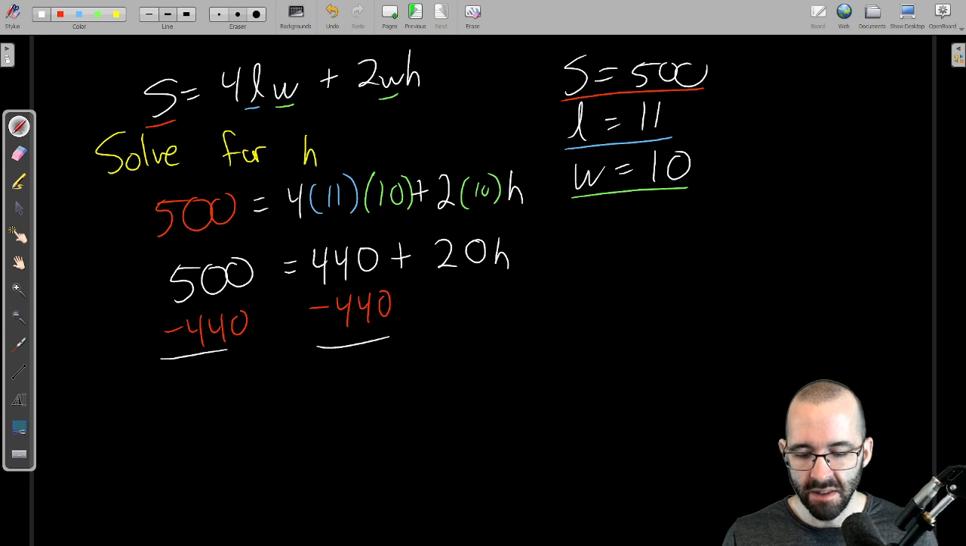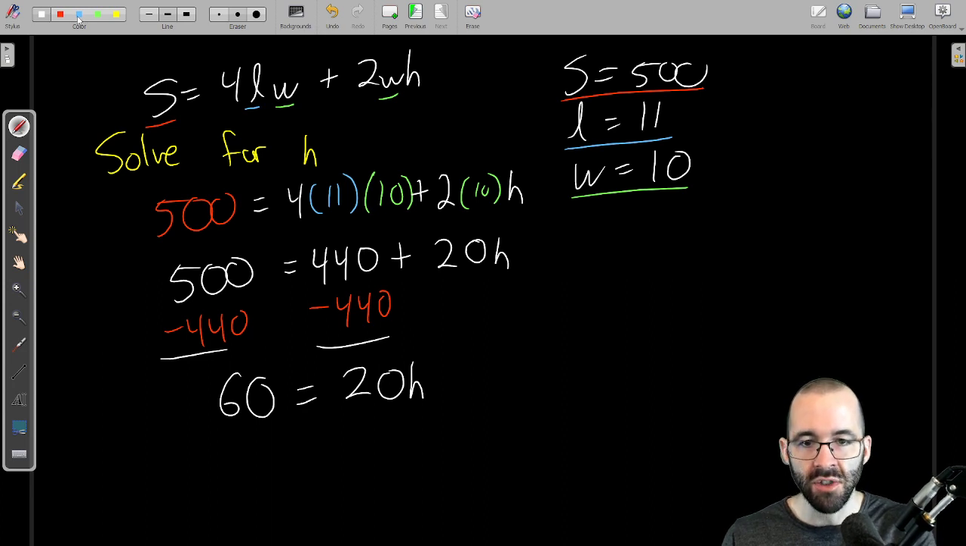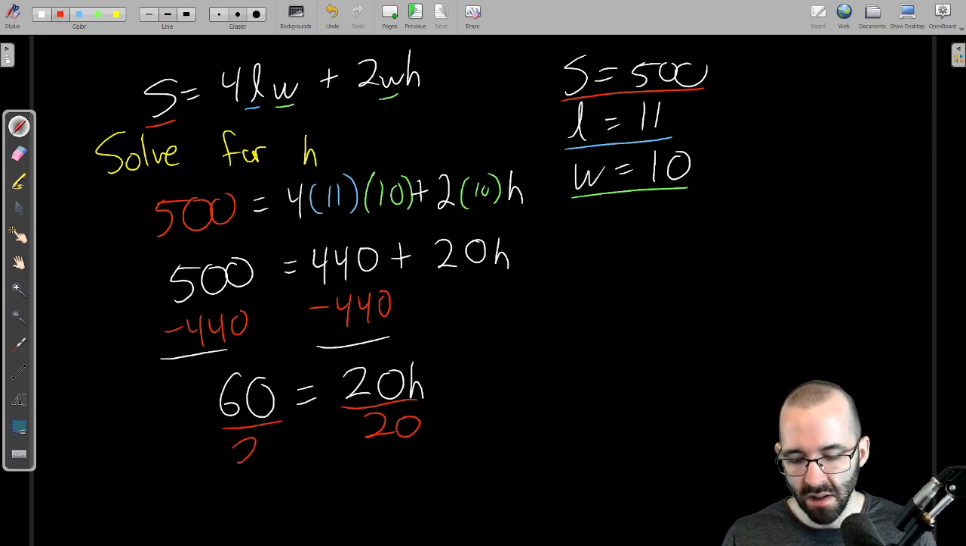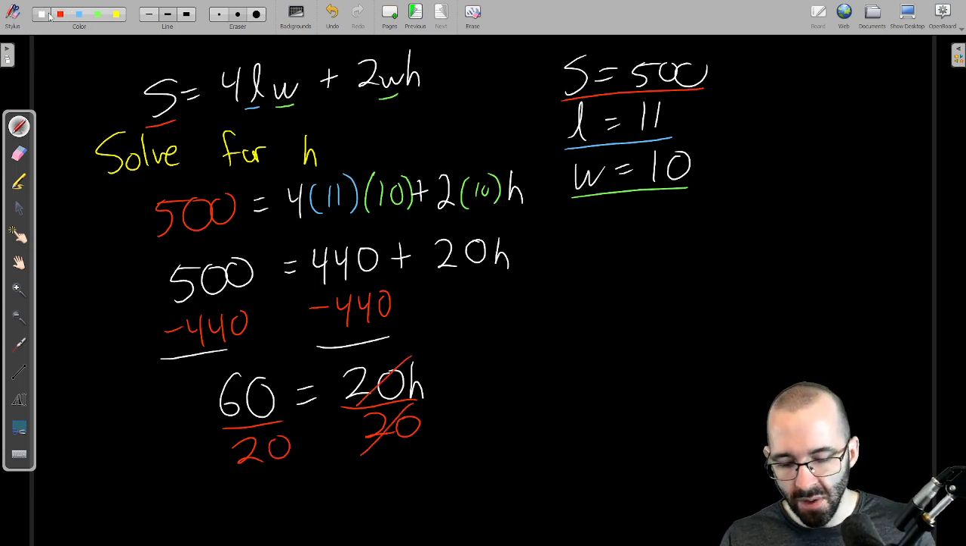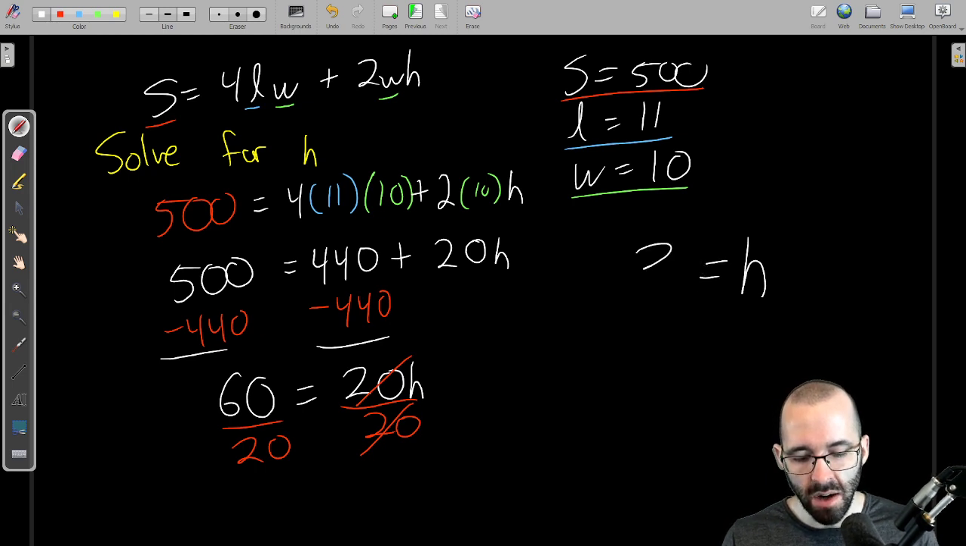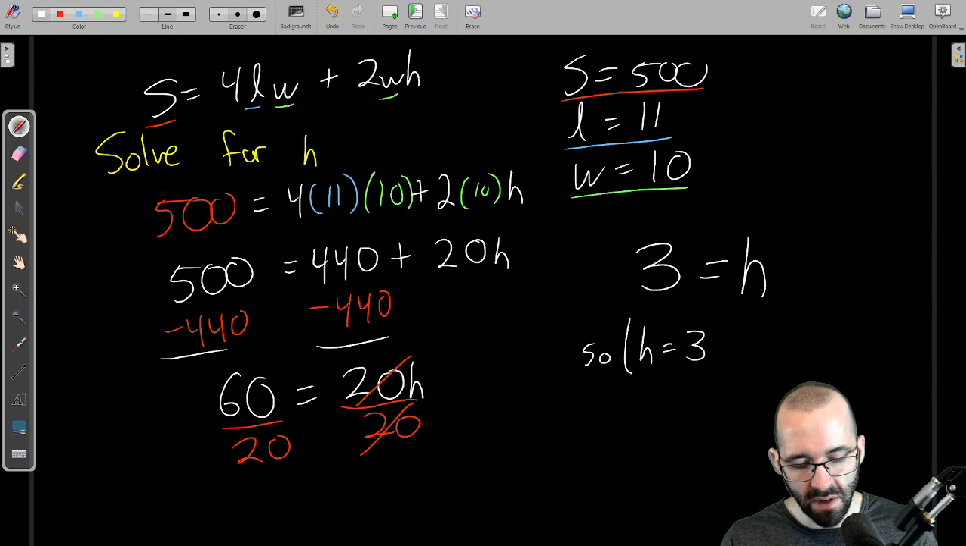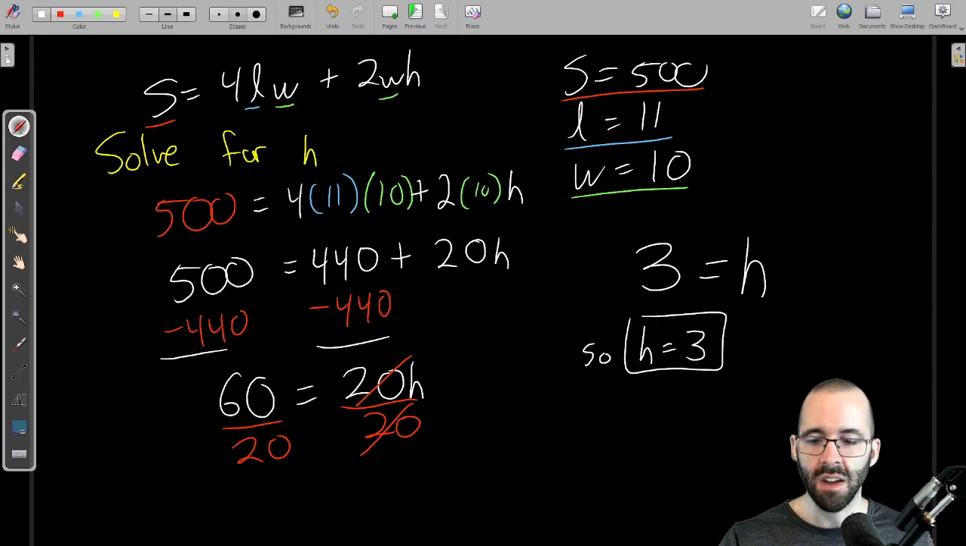Use a calculator. That's fine. You're going to get 60 is equal to 20 times H. H is getting multiplied by 20. How do we undo it? We divide it by 20. Now on the right-hand side, the 20s cancel out, and the right-hand side is just an H. The left-hand side is 60 divided by 20, which you can use a calculator and get 3. So we know H is 3. So the height of this prism is going to be 3.